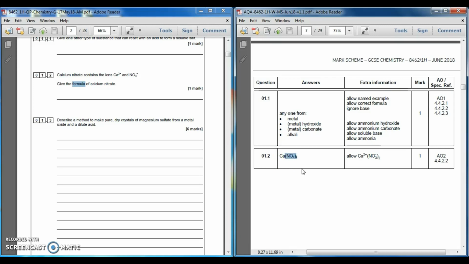Please make sure that you put a capital C, a lowercase a, and then capital N and O, with the numbers smaller, subscript below the line. Okay.